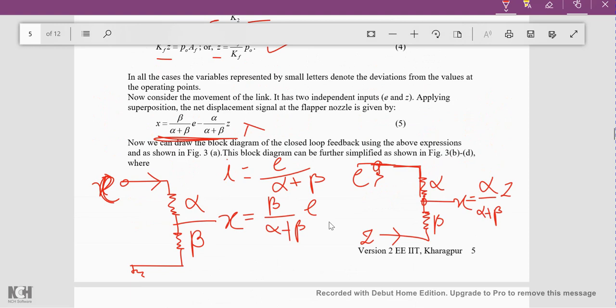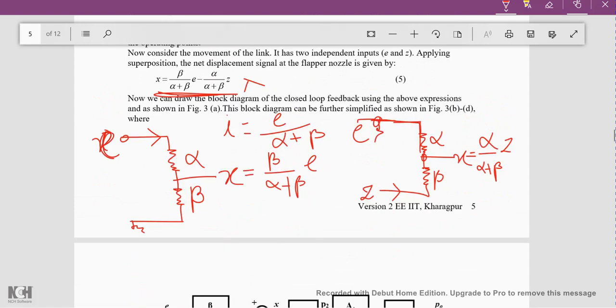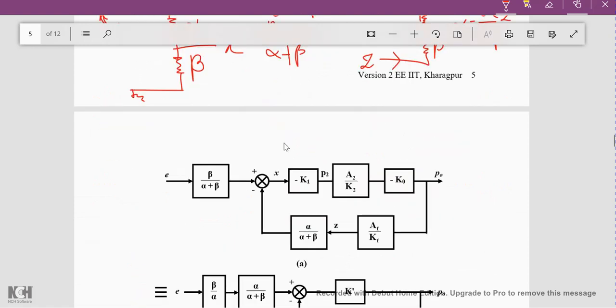Now this is one expression, and earlier we have got so many other expressions. So now we can try to obtain the block representation of these expressions. Right now you do not concentrate on all the blocks. Let us just concentrate on the basic things. Let us say just X.